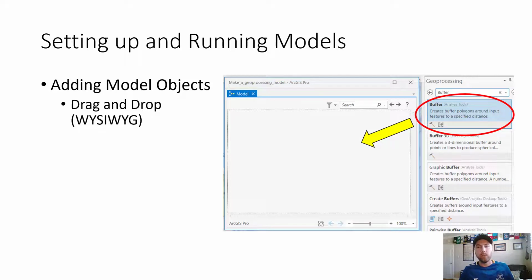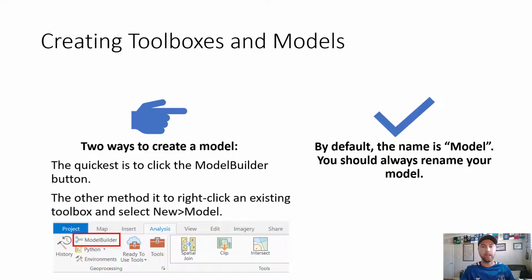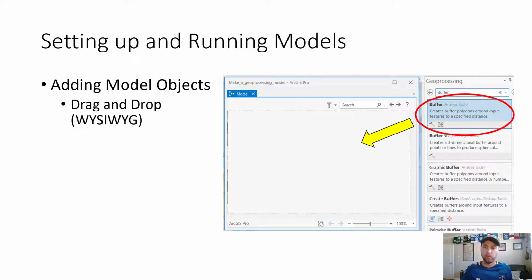So how do we add tools to our model? Well, there are a couple of different ways. The quickest is to drag and drop. So in your geoprocessing pane, once you have actually clicked on this model builder button, or you've created your model, then you can drag and drop your tools from the geoprocessing pane. In this case here, I've got buffer selected, so I just did a search for buffer. There it is, drag and drop. You can also search for tools in this little search window just above the arrow.